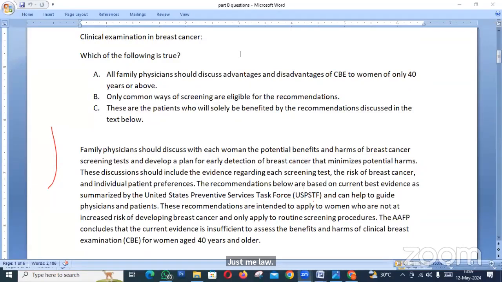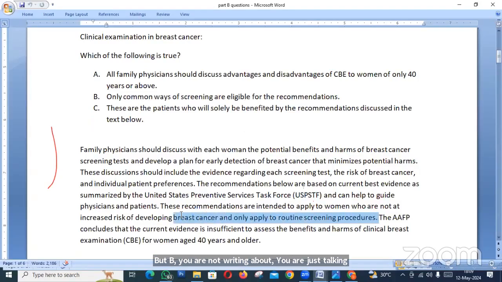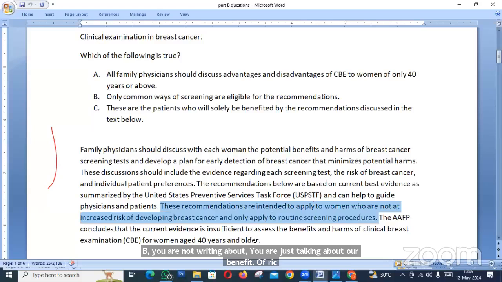B. Okay, so who will go for? Most of you are saying B, some of you saying C, but none of you said that it could be A. The current evidence is sufficient to assess the benefit and harms of clinical breast examination. But in B, you are not writing about eligibility. You are just talking about the benefit of the recommendation. That's why it should be C.